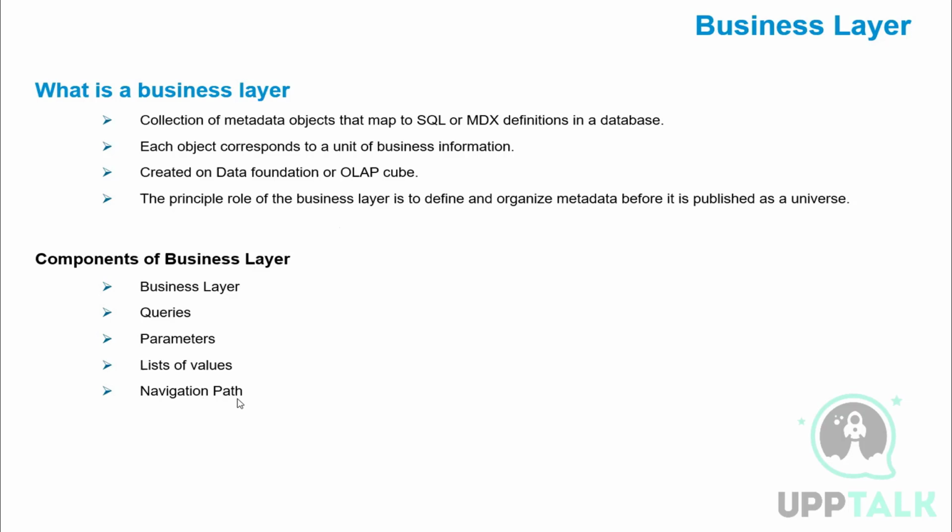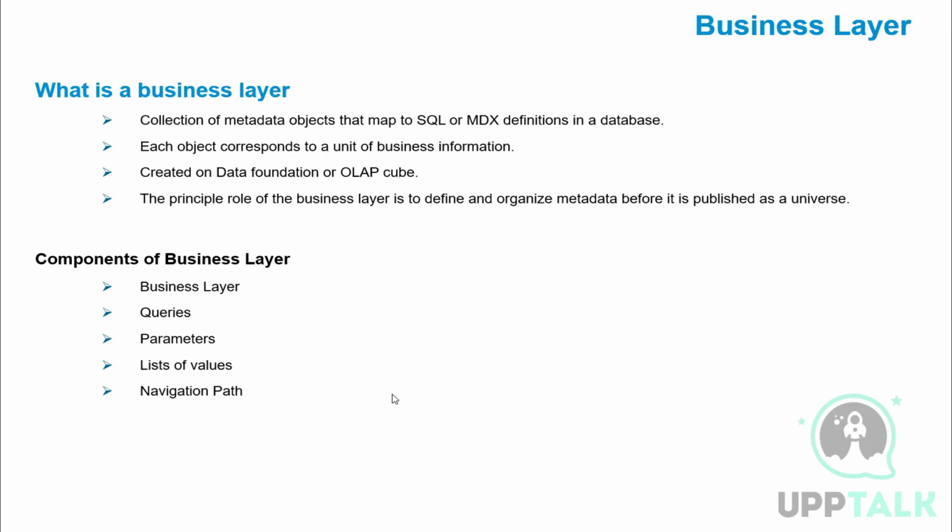Navigation path is like a hierarchy. If we have objects like region, country, state, city, that itself is a hierarchy. So that is the creation of those kinds of hierarchies. In the year also, under year we should have a quarter, under quarter month, under month date respectively. So that is one hierarchy. Those hierarchies we will create in the navigation path.